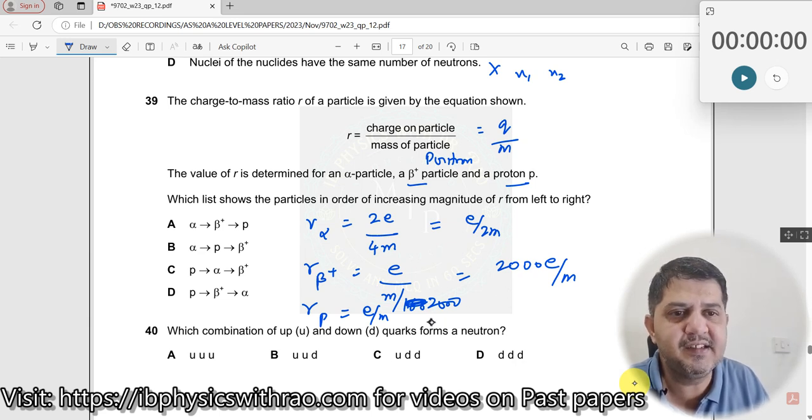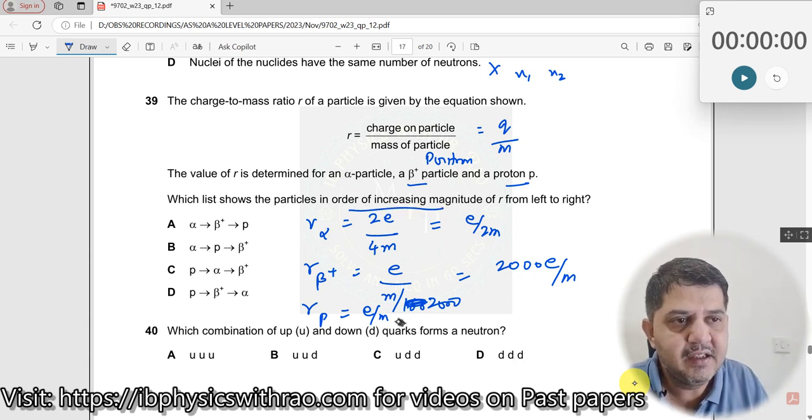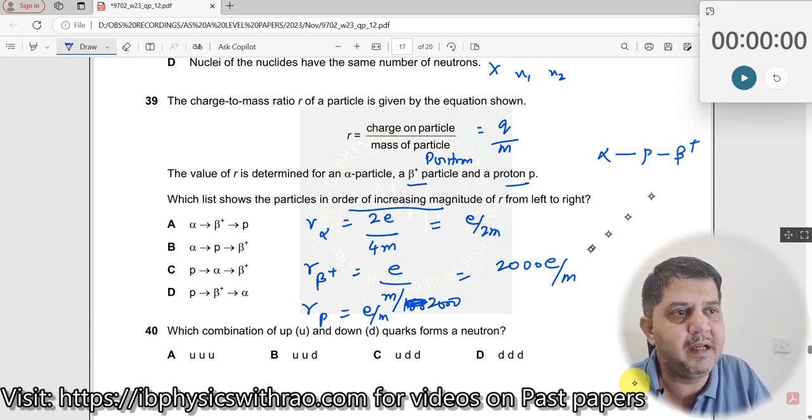So based on this, now which one will be the least of it? What is he asking? Order of increasing magnitude of R from left to right. Which one would be least here? Least would be alpha, and then the next one would be proton, and the next one would be beta positive. So alpha, proton, and beta positive. B should be your answer.